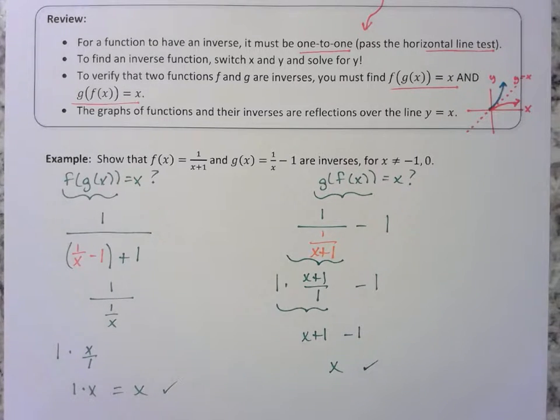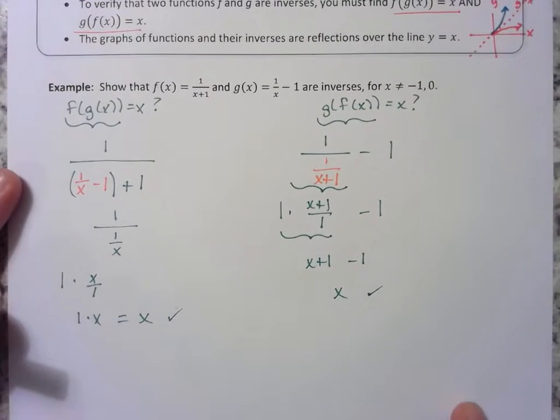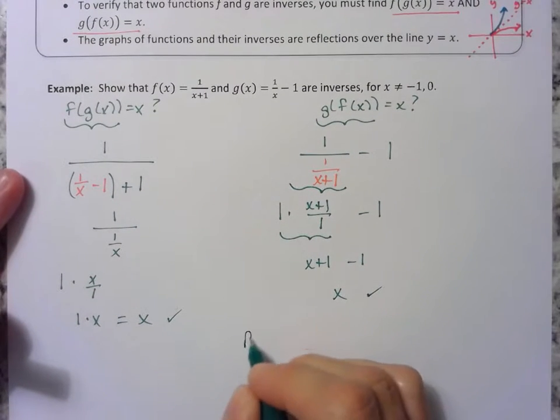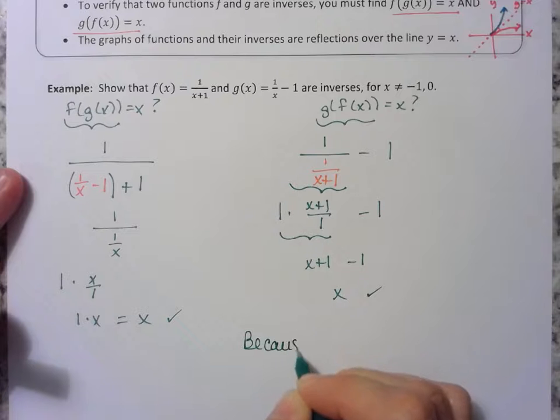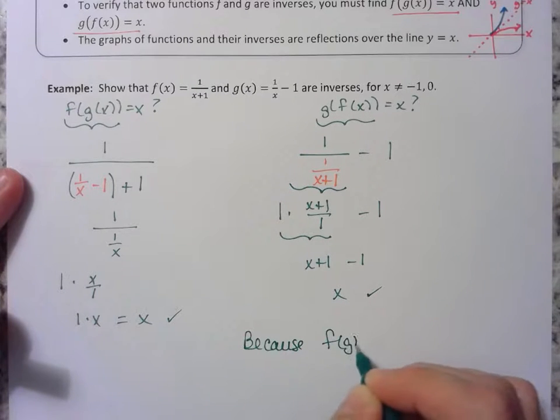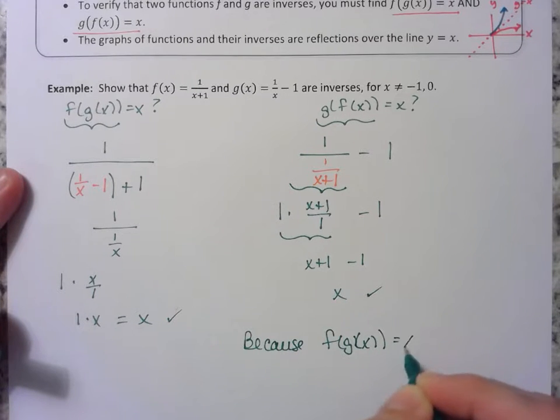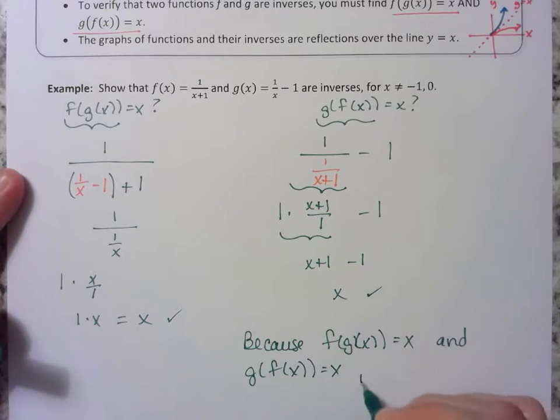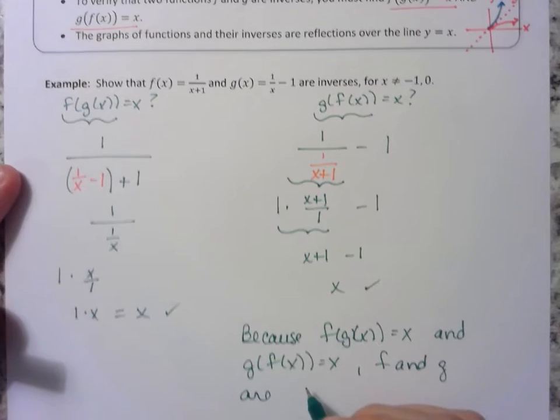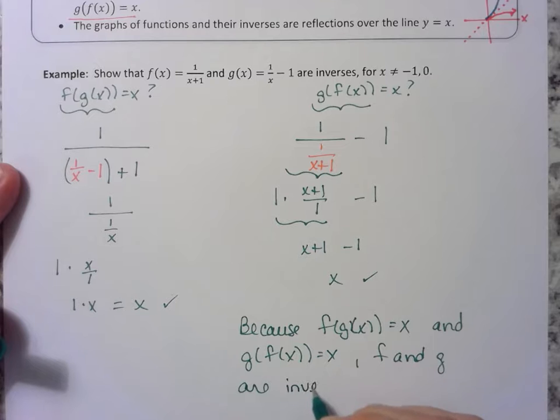So to finish out our proof, we say because f of g of x is x, and g of f of x is x, f and g are inverses. And we have finished our proof.